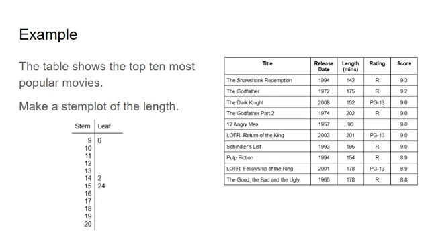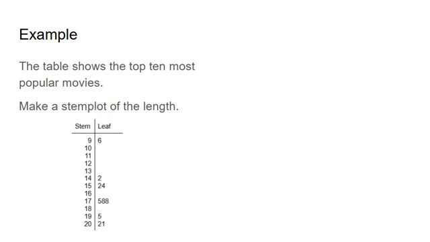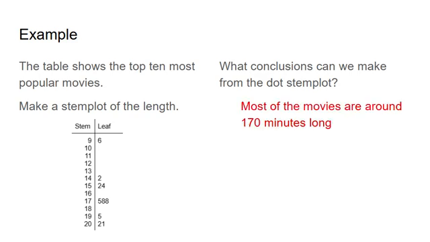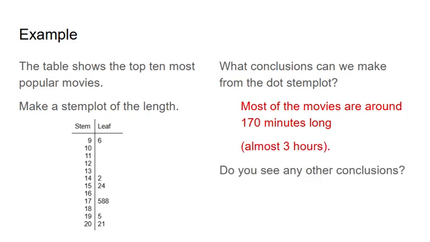And I'm just going to keep going down the list until we have a rough idea of where the lengths fall. Once we have our stem plot, we're going to say, all right, what conclusions can we make from this stem plot? Well, most of the movies are around 170 minutes long because most of the values fall within that row of our stem plot. Are there any other conclusions that you can make?